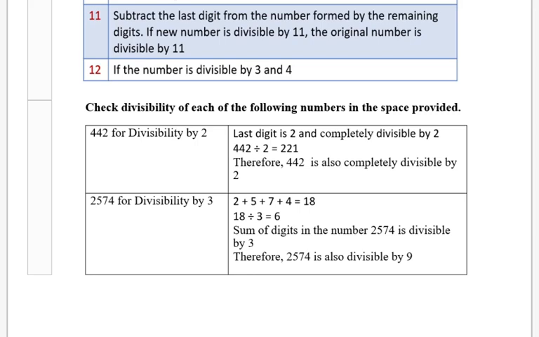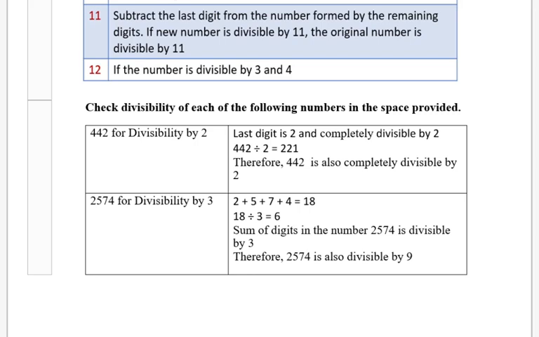Next example is 2574, for the divisibility by 3. I already discussed how we can check the divisibility by 3: if the sum of all the digits is divisible by 3, then the number is divisible by 3.